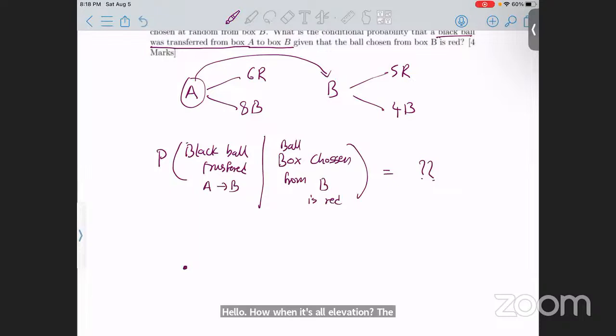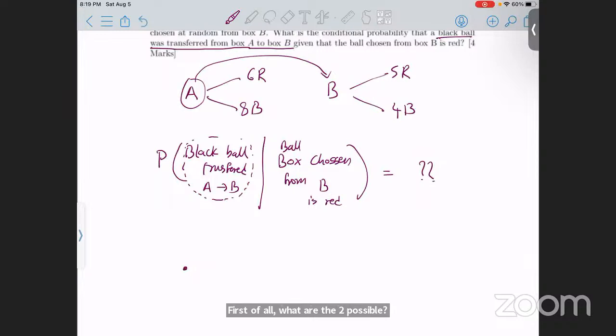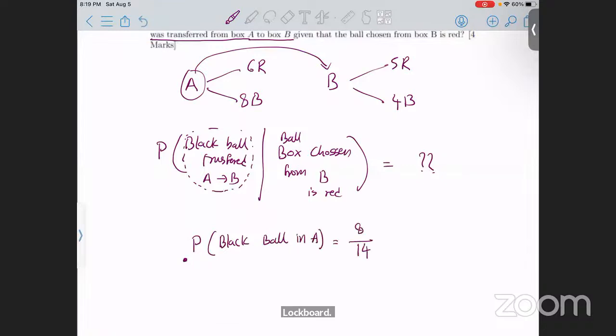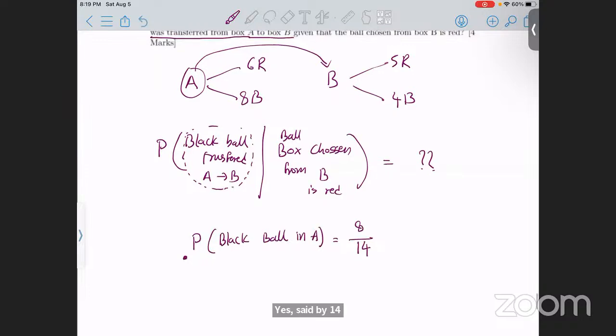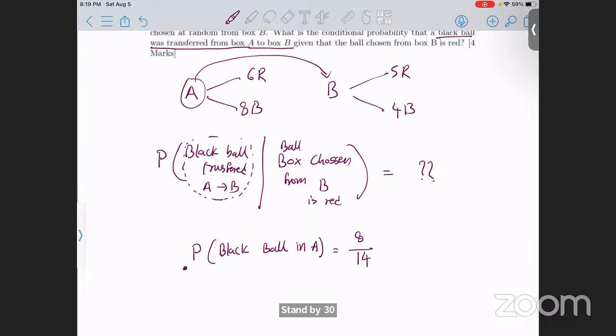Look, a black ball transferred from A to B. This is the first thing. What are the two possibilities? Suppose P of black ball in A equals 8 by 14. Agree? Yes, 8 by 14. Now it is transferred to B. If it is transferred to B, what will be the probability of a black ball?